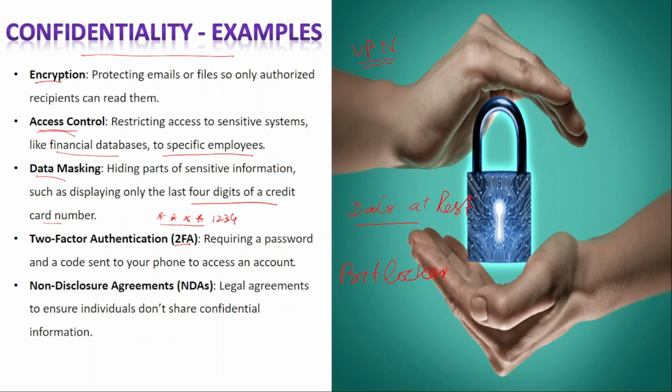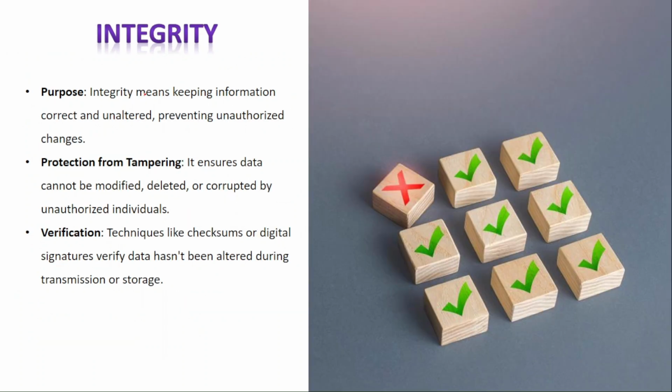Two-factor authentication, or 2FA: requiring a password and a code sent to your phone to access an account. This also ensures that an unauthorized user or system cannot access your account or sensitive data. Similarly, a non-disclosure agreement: legal agreements to ensure individuals don't share confidential information. This agreement basically legally binds individuals from sharing the sensitive information of organizations outside the organization, with competitors or with other third parties.